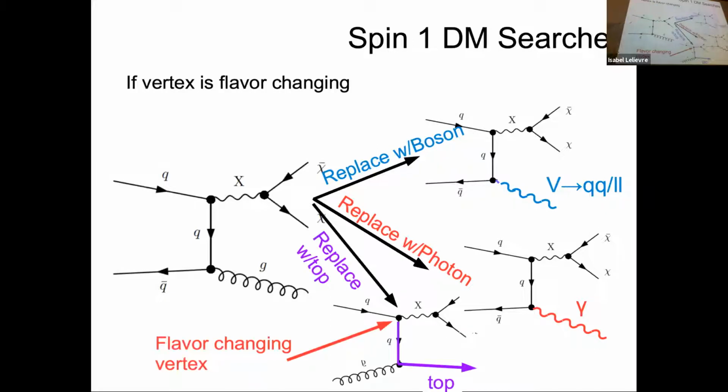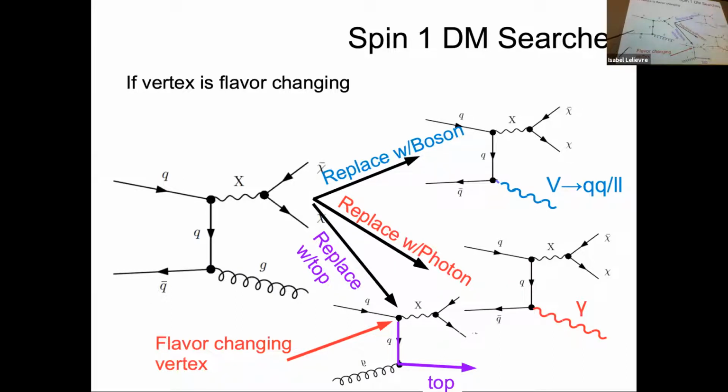And then you can replace this with something even more complicated. You can imagine replacing this gluon with a top. But once you get to this point, you have to start playing with your model. To get a top, the easiest way would be to take your quark and have a flavor changing coupling here. So you have a quark, then a top, and the top goes into the final state. So this gets quickly complicated.